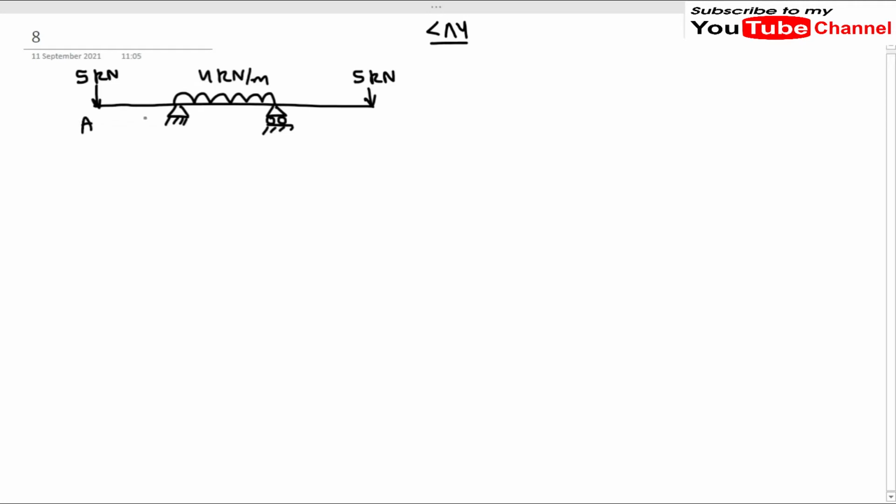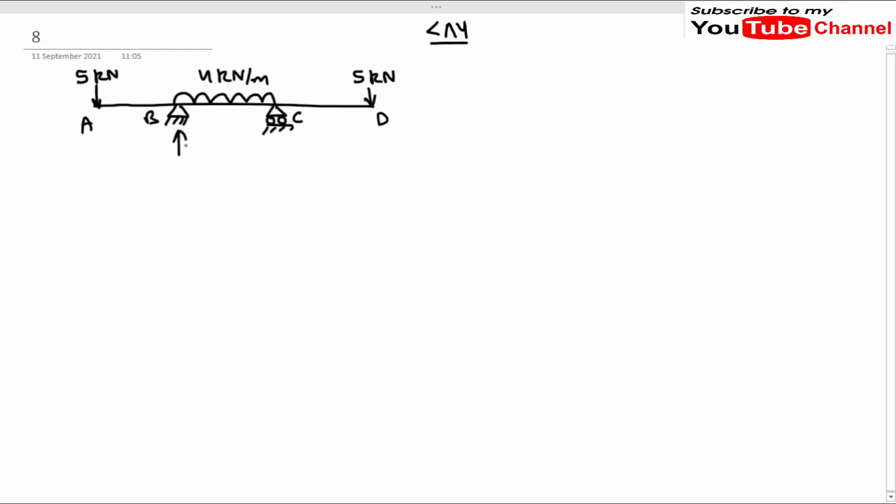So we have a doubly overhanging beam like this. Here we have a pin support and here we have a roller support, and at this free end we have a load of 5 kilonewtons and at the other free end we have a load of 5 kilonewtons, and in this span we have a UDL of 4 kilonewton per meter. We have named the points A, B, C, D.